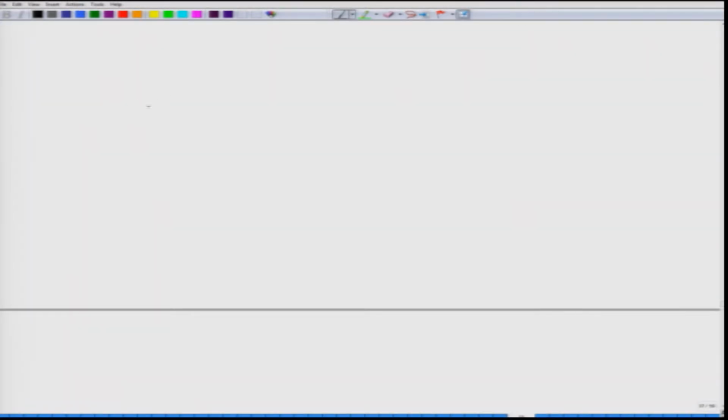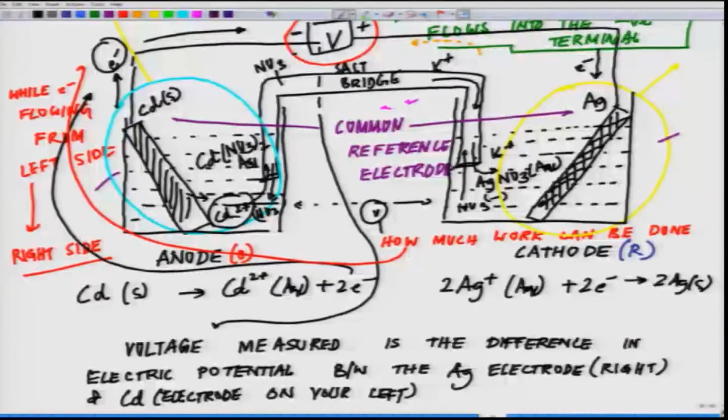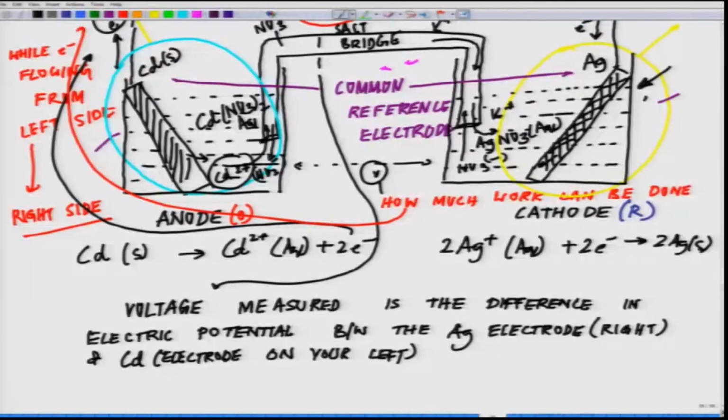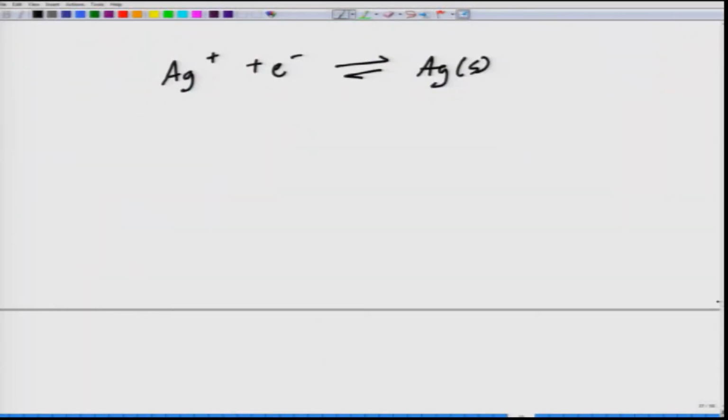So, the half reaction of interest at this point is silver plus electron gives silver solid. So, essentially we are talking about this side. We are dealing with this half reaction first. So, the half reaction of interest occurs in the half cell at the right.